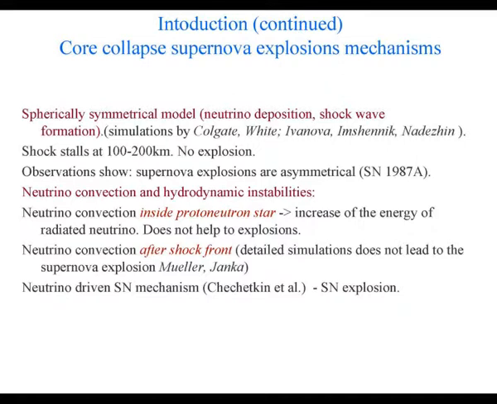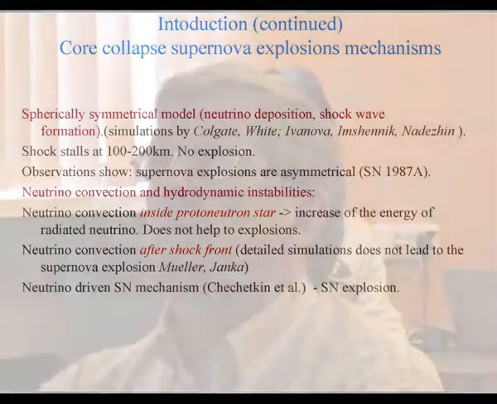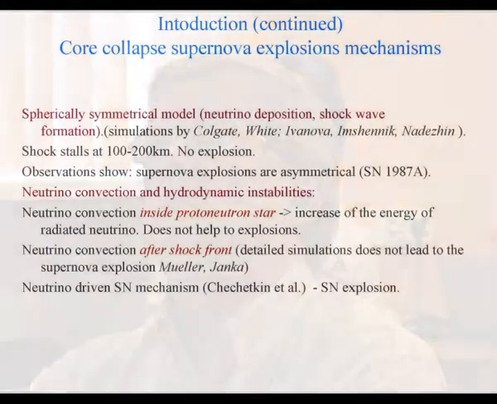But from the observations, we know that practically almost all, maybe all, supernova explosions are asymmetrical. One of the very good examples is supernova 1987A. The next step was to take into account neutrino convection, of course, to go from 1D to 2D or multi-D or 3D approach, and to take into account neutrino convection and different hydrodynamical instabilities.